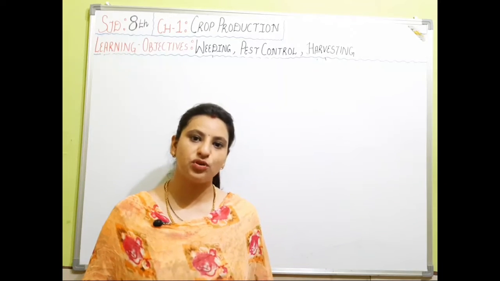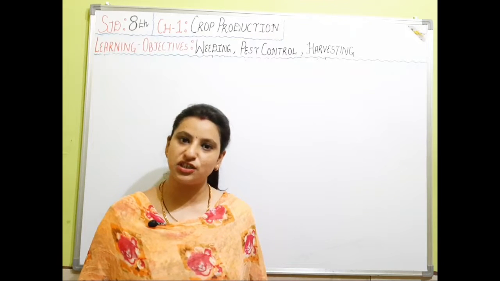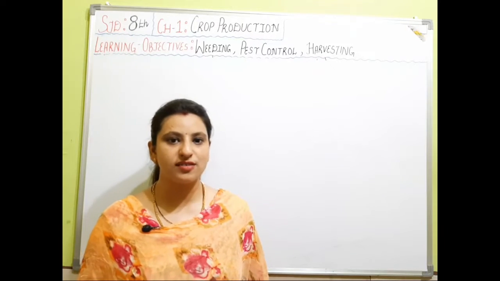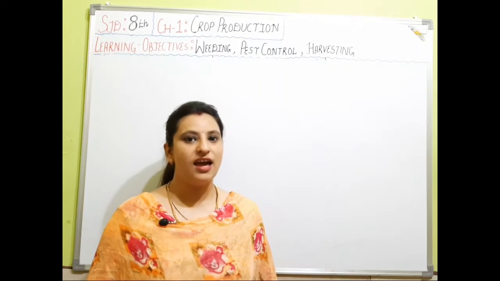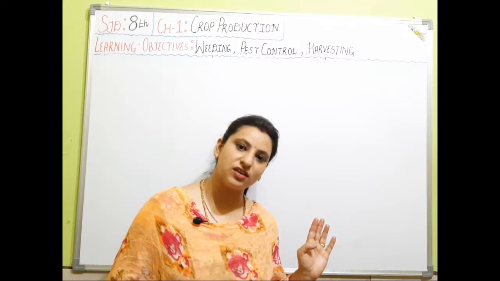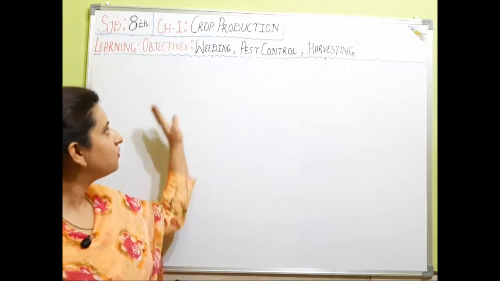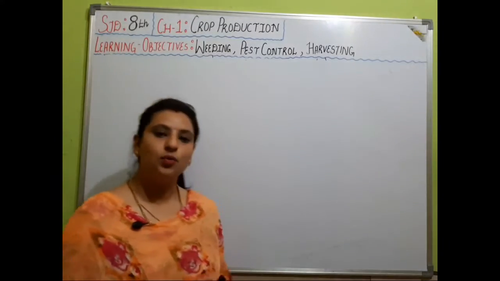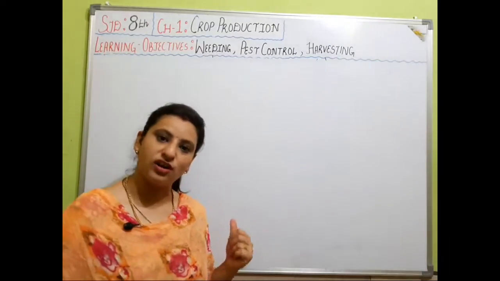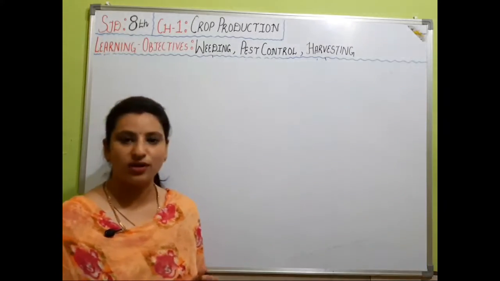Chapter 1 crop production we are doing, and the basic agriculture practices we were discussing, and we have discussed up to the fourth practice, that is irrigation, and today we are going to discuss a few more practices, that is the 5th, 6th and 7th practice. Let's see the learning objectives. First we will learn about weeding, then we will learn about the protection of crops from pests, that is called pest control, and at last we will learn about harvesting.